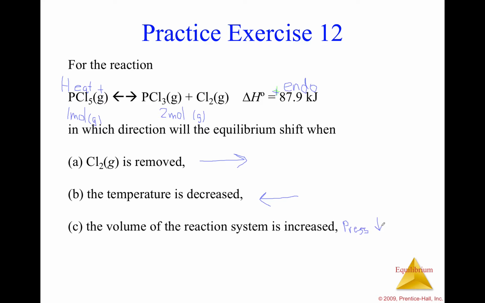So how do I get back up to my equilibrium pressure? Well, I need to add more moles of gas. Which side has more moles of gas? I can see my products have more moles of gas, so I need to shift to the right to make more moles of gas to reestablish my equilibrium pressure. So if you increase the volume, it goes to the side with more moles of gas.